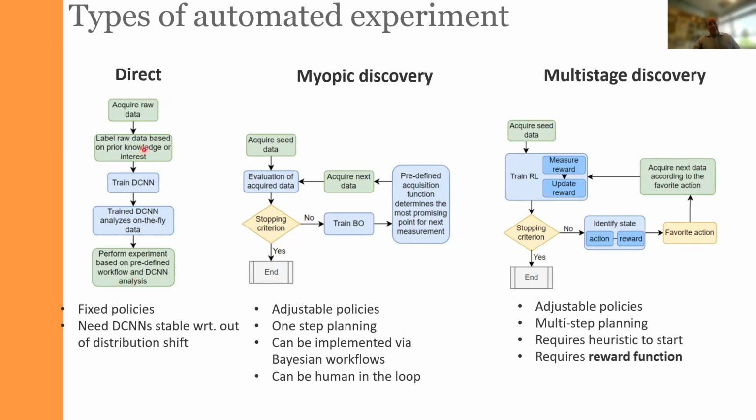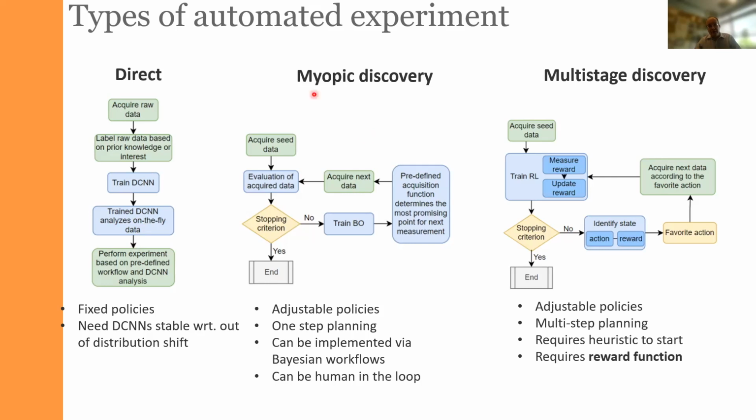So this is the direct experiment. In this case, the policies are fixed. So the policy is fixed twice. First of all, we train our network based on the data acquired before the experiment. So we don't retrain it. So this defines our prior knowledge. And then our policies, meaning our actions, are also defined in advance. So our policies can be: find all the defects and do the measurements on this type of defects.